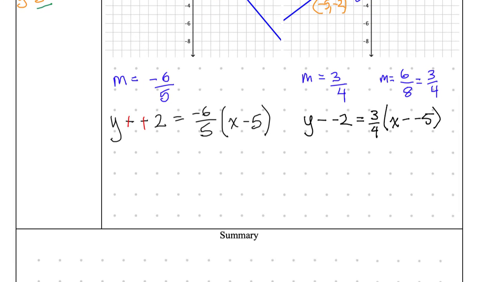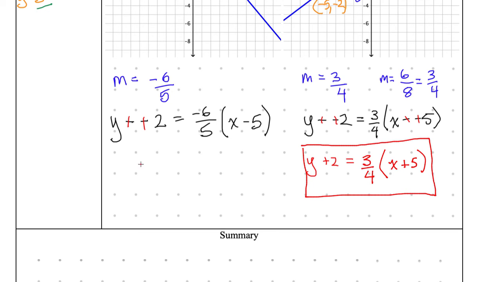And then if I simplify this without having all the double negatives, these become positive, which almost is enough by itself, but I'll go ahead and rewrite it anyway. Y plus 2 is equal to 3/4 times the quantity of x plus 5 is the final answer. And I should redo this one as well, just because it should look similar to this one. Y plus 2 is equal to -6/5 times x minus 5. And box it.